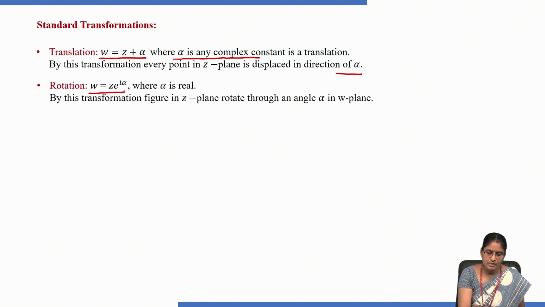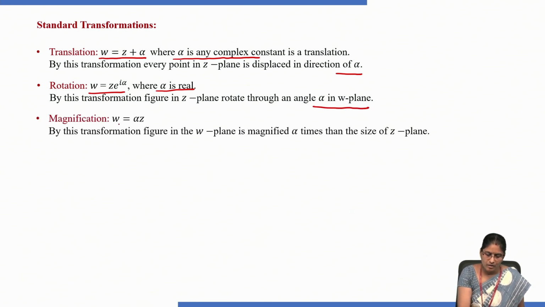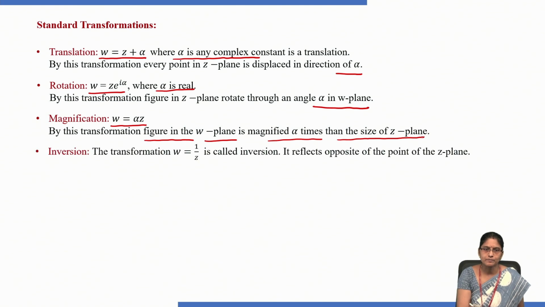Next, W is equal to Z e power i alpha. Here alpha is a real number. This transformation is called rotation. By this transformation, figure in z-plane rotates through an angle of alpha in the W plane. Next, W is equal to alpha Z. This transformation we call a magnification. By this transformation, the figure in W plane is magnified alpha times the size of Z plane.